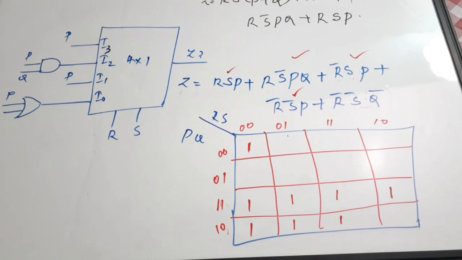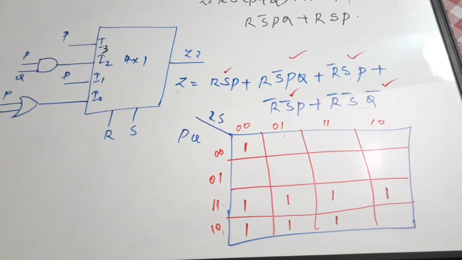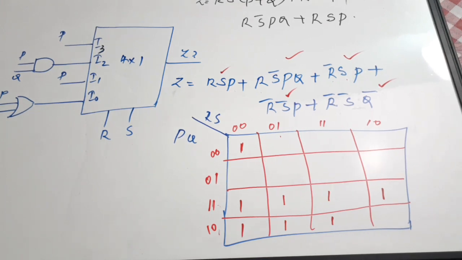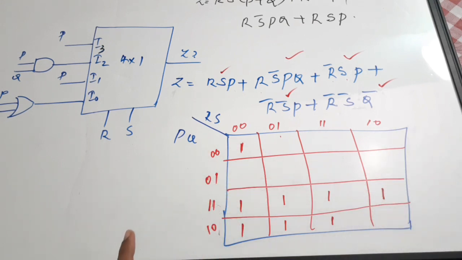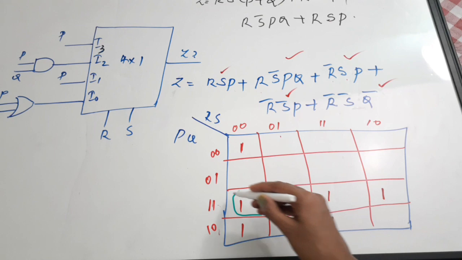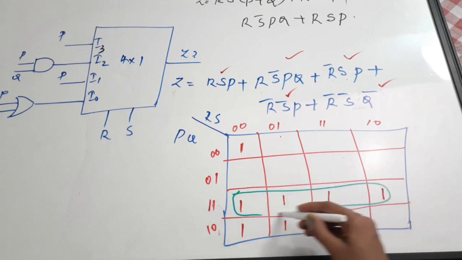Now I'm going to simplify this K-map. In the previous question we didn't want to simplify because we needed to find where all these ones were present. But here we don't need the position of ones. We need the simplified expression for Z. So for that, we need to actually simplify this K-map. I'm going to start simplifying by pairing these ones and those ones. So we'll be pairing as multiples of 2.